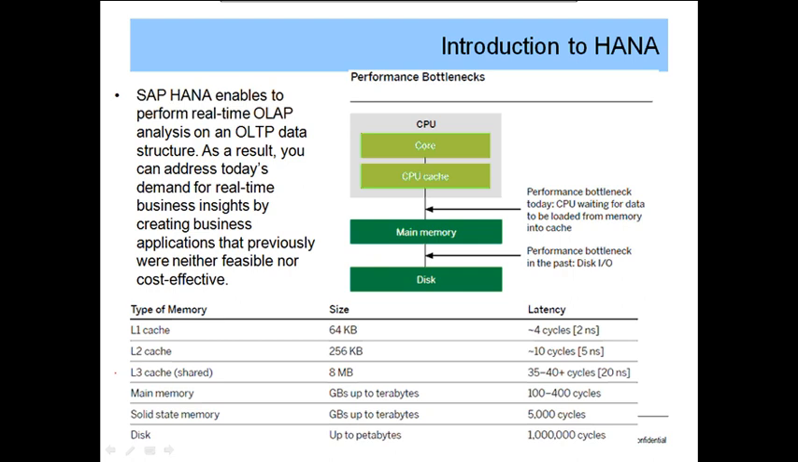So one of the options a lot of companies tried is solid state, which is better compared to disk, which has 1 million cycles. It reduces to 5,000 cycles. But still, that was not enough. That is why they moved up to the main memory, which is only 100 to 400 cycles right now. So getting the data is really fast. So right now, the bottleneck is happening between the CPU. We can get the data really quick, but we have to use it so that the CPU can process it quickly enough.